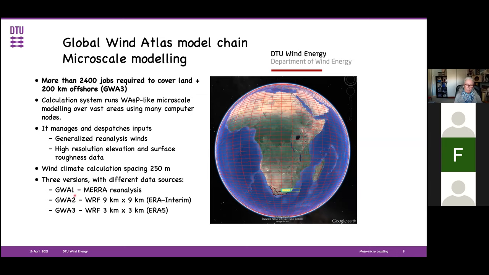Global Wind Atlas 1 was generated using MERRA reanalysis directly. Global Wind Atlas 2 was actually done with 9 by 9 kilometer resolution WRF, and the latest version comes from WRF simulation at 3 by 3 kilometers with ERA5 forcing.